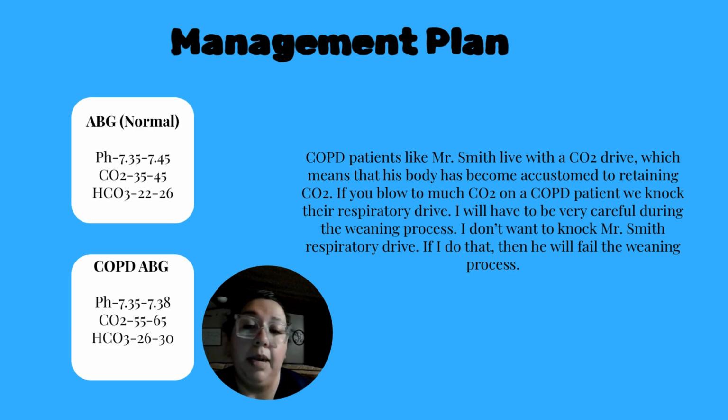For our COPD patients, their ABGs are a little bit different just because they function with higher CO2 levels. So for them, their CO2 levels are between 55 to 65, making their pH a little bit lower. So theirs will stay anywhere between 7.35 to 7.38. And then their bicarb is also a little bit higher, which is 26 to 30. Their numbers just vary a little bit because of how much CO2 they function with in their bodies.